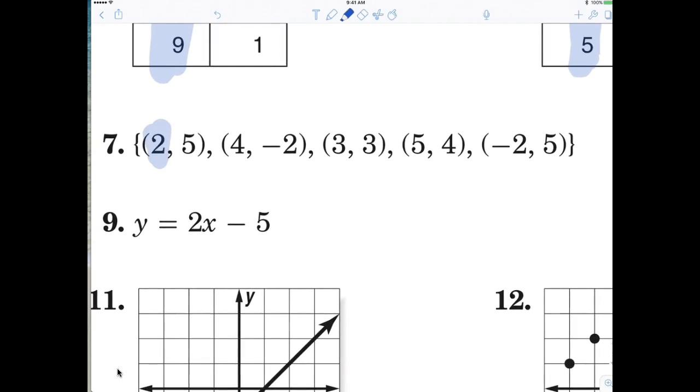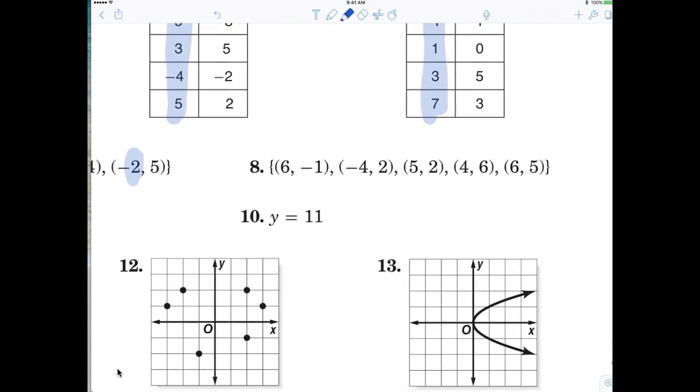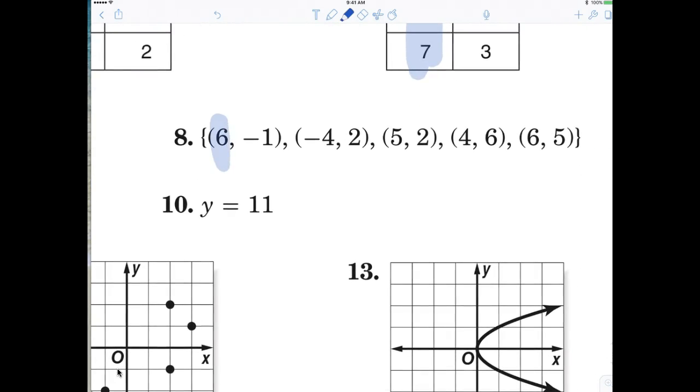On the ordered pairs, all you're doing is highlighting the x's. Are the x's different? Yes. So that will be yes, that's a function. All right, look at number 8. All of these are different? No, they're not. 6 is the same, so that's no.